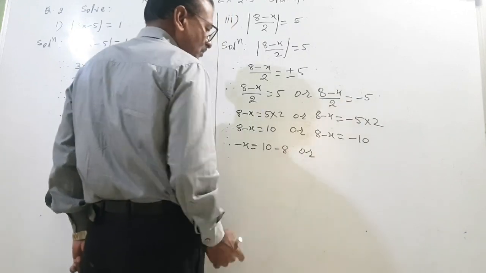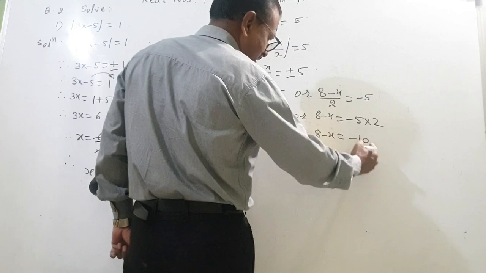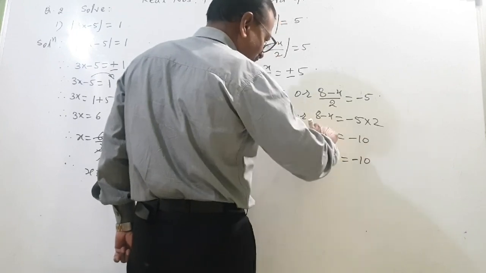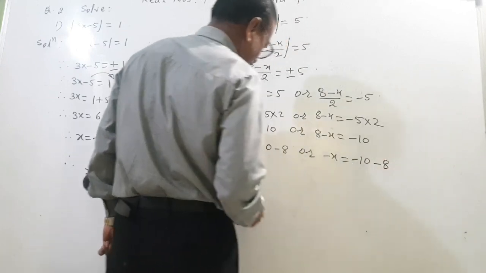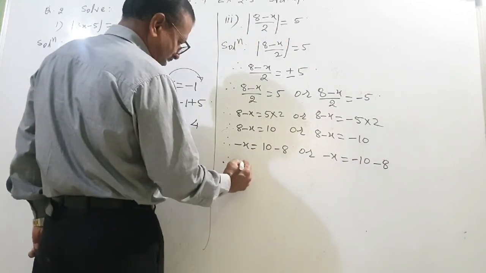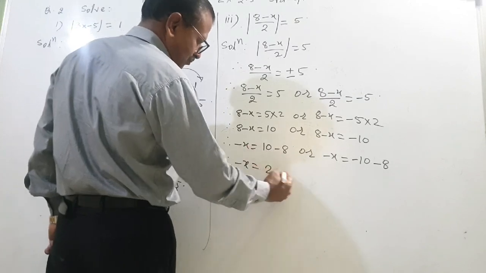Or here also in the same way, minus x will remain here. Here it is minus 10. And now bring this 8 here, it is plus, here it will become minus 8. Therefore, minus x is equal to 10 minus 8, which is 2.